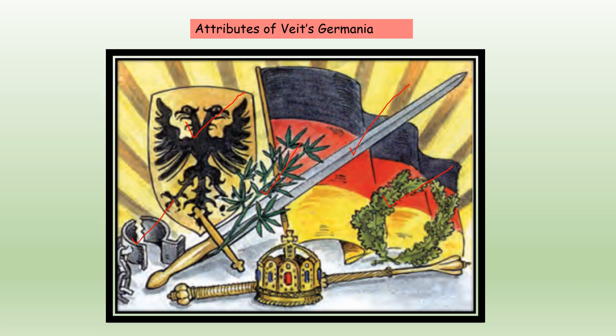Let's see the flag which contains black, red and gold. It talks about the flag of liberal nationalists. And last one, let's talk about the rays of light seen in the background. It talks about a new beginning.